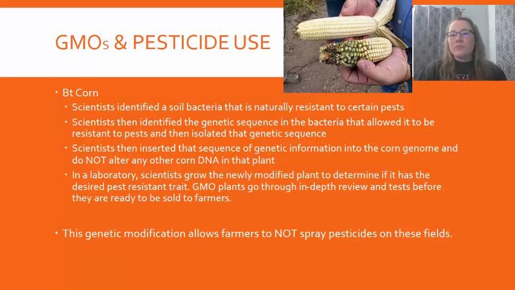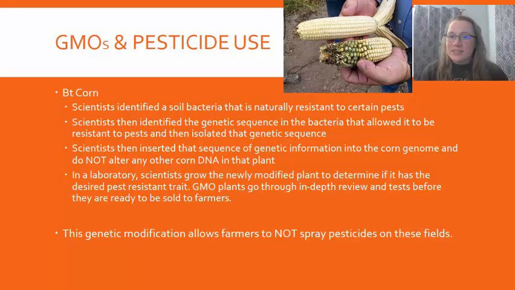Now, a way that farmers can use less pesticides is by taking advantage of genetic modification. An instance where farmers have utilized this is Bt corn. So what happened is scientists identified a soil bacteria that is naturally resistant to certain pests, particularly the European corn borer, which causes a huge amount of damage to the fruit of the crop.